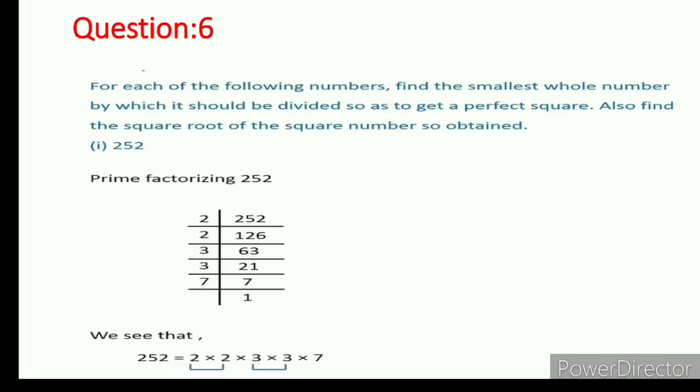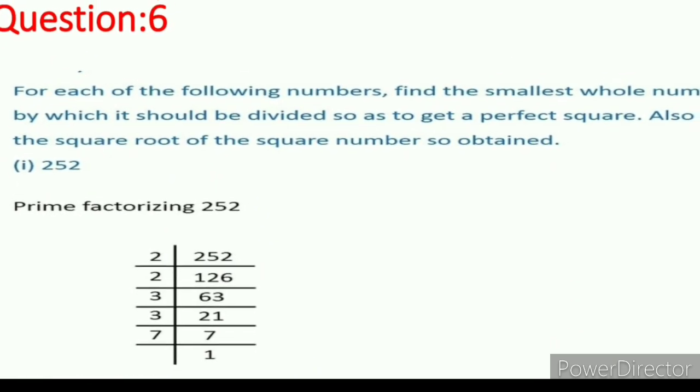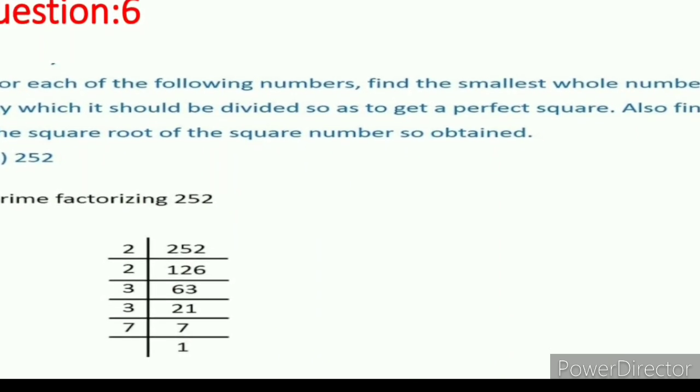Next question, by dividing, how to convert a non-perfect square into a perfect square. Instead of multiplying, here we are doing division, that's all. Finding factors and all, as usual, same method like the fifth main type. Okay, now look at the main question. For each of the following numbers, find the smallest whole number by which it should be divided so as to get a perfect square. Also find the square root of the new square number so obtained.